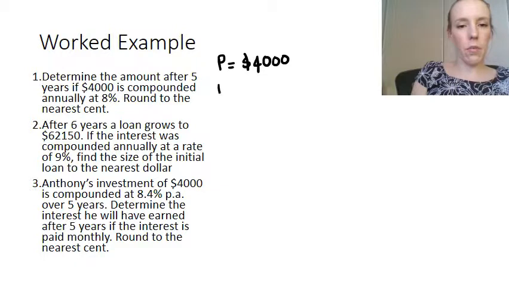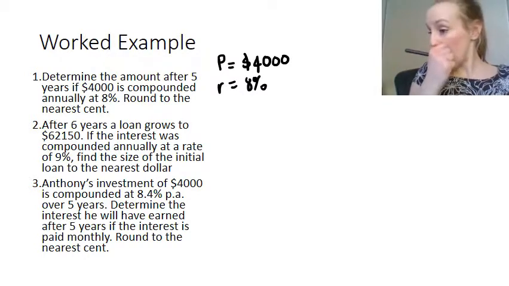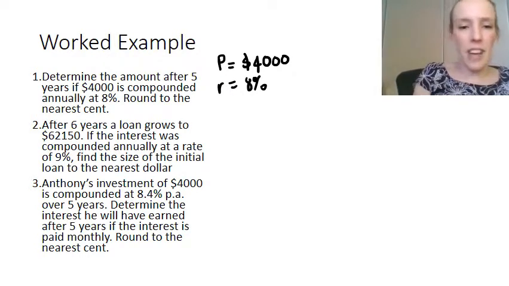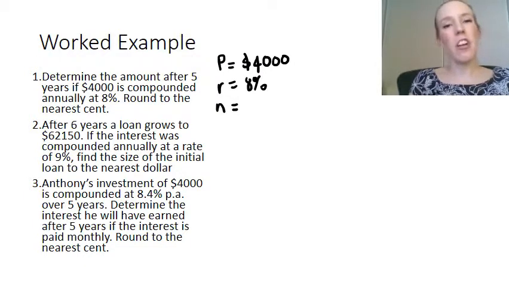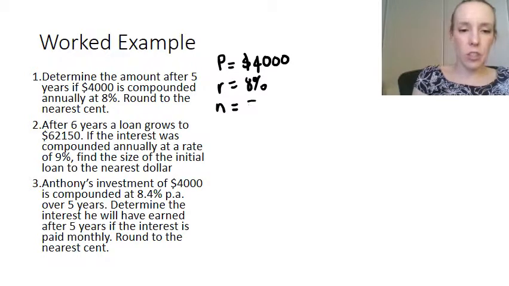Our rate is 8%. And sorry, the number of pay periods. Okay, so it's 5 years and it's compounding annually. So it's only going to pay out once a year. So the n is just going to be 5. So we'll write our formula.